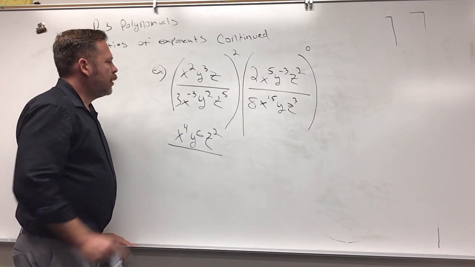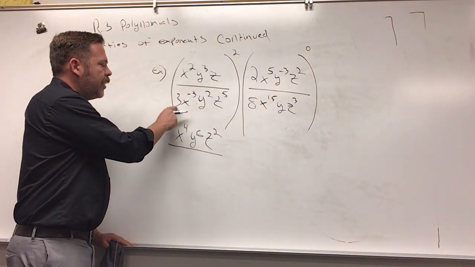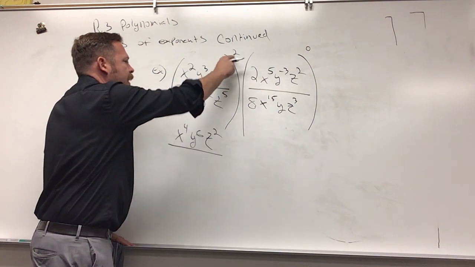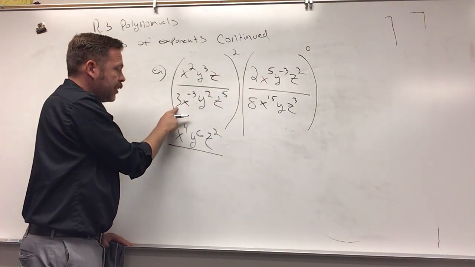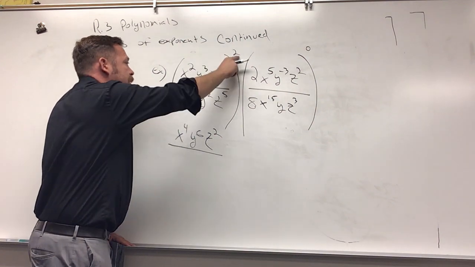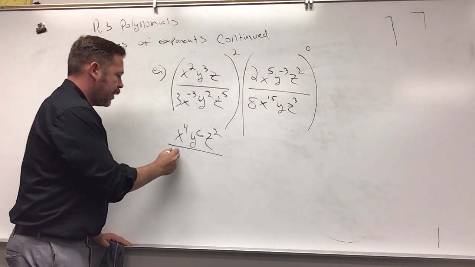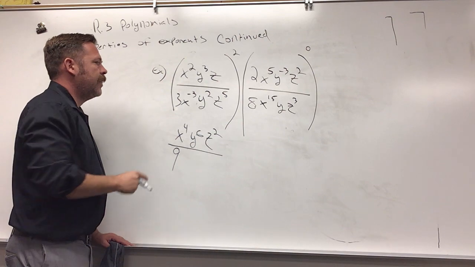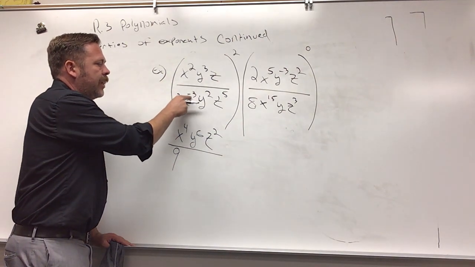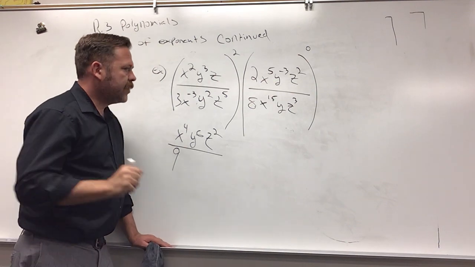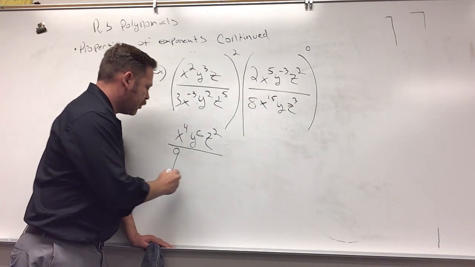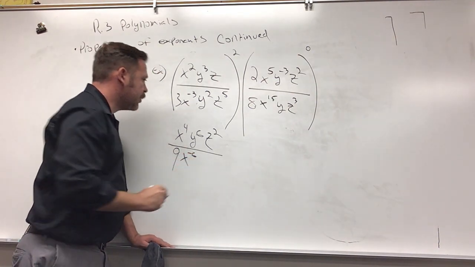Now, on the bottom, I have this coefficient here, 3 to the second power. Don't treat it like an exponent, that's a coefficient. The 3 is a coefficient. So 3 to the second power is going to be 9. 3 squared is 9. And I have x to the negative third to the second power. Well, negative 3 times 2 is negative 6.